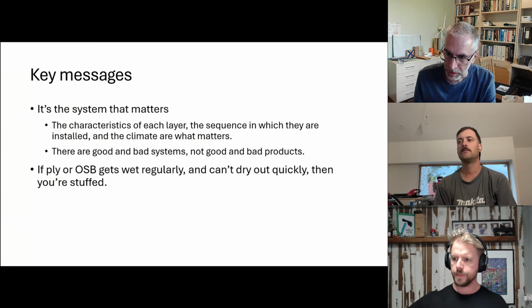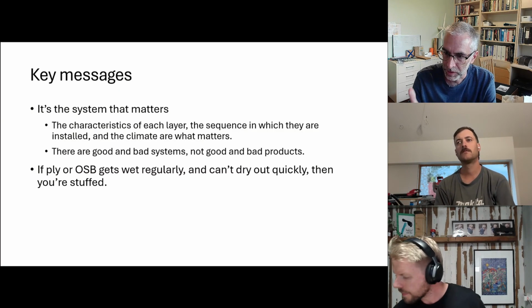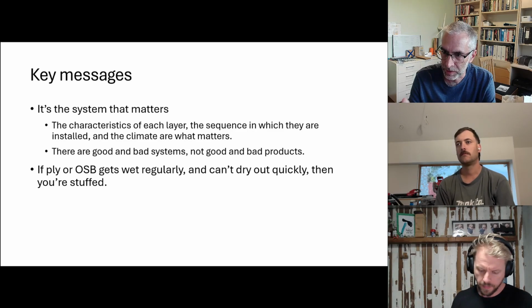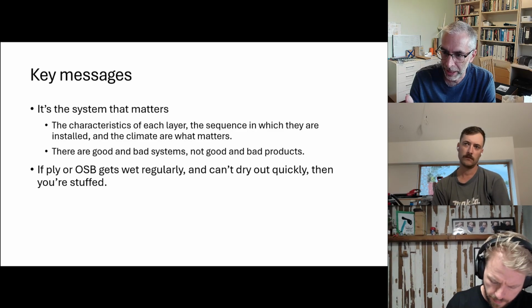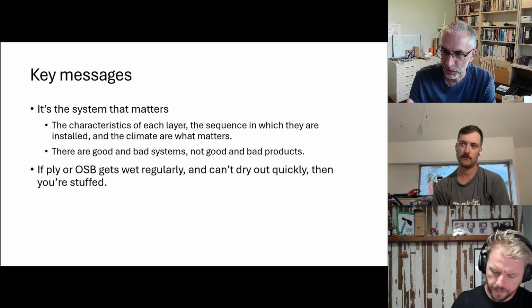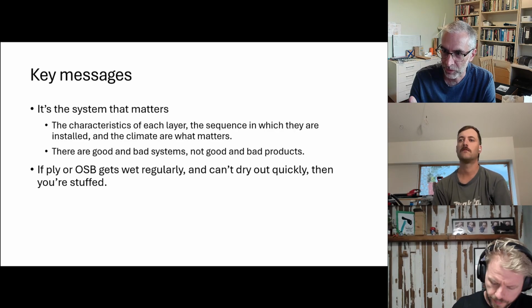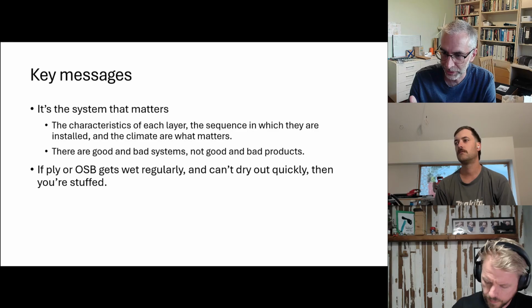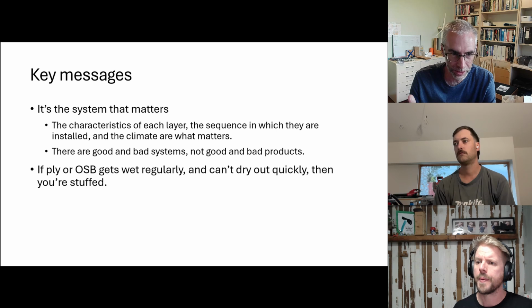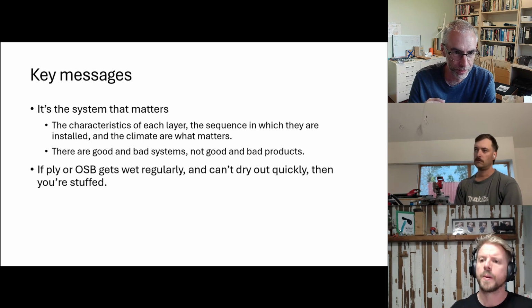The first message is clearly that it's not about the material per se, it's rather about the system. There's no real bad product as such, rather a product installed wrongly in a system. Depending on the climate, for example, putting a vapor barrier on the outside of an assembly in a heating-dominated climate is a bad thing. But that's not an indicator necessarily that the product itself is bad. It's rather that we have designed poorly or inappropriately for that climate.